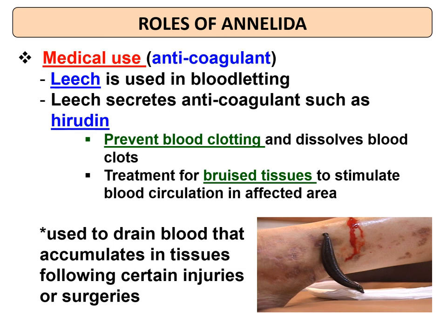Roles of Annelida. Bila roles of Annelida, kita akan tengok spesifik kepada leech lah contohnya. Leech, lintah. So, in medical use, leech produces hirudin, a protein that can prevent blood clotting. So it dissolves blood clots. And this is used to treat bruised tissues, ataupun any blood clot problems like stroke. Used to drain blood that accumulates in tissues following certain injuries or surgeries. Sebab tu memang ada bekam lintah kan, bekam.